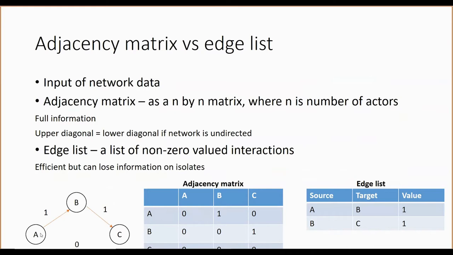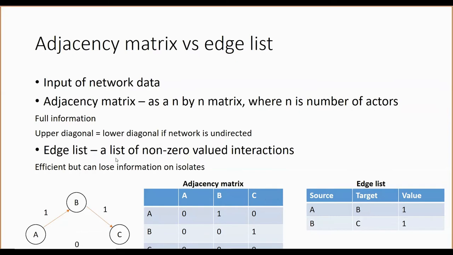So here, A has sent out a link to B, so this cell has a value of 1. And B has sent out a link to C, so this cell has a value of 1. And all the other cells have a value of 0, meaning there are no ties. So the adjacency matrix is the most common way we store network data. As you can see, there are a lot of zeros, which takes a lot of computer space if you have a large network. So alternatively, you can store your network data as an edge list.